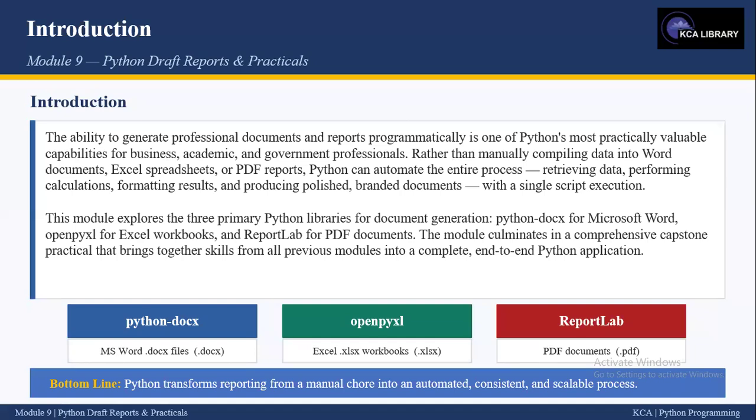This module explores 3 primary Python libraries for document generation: python-docx for Microsoft Word files, openpyxl for Excel workbooks, and ReportLab for PDF documents. The module culminates in a comprehensive capstone practical that brings together skills from all previous modules into a complete end-to-end Python application. The key message of this module is that Python transforms reporting from a manual chore into an automated, consistent, and scalable process.